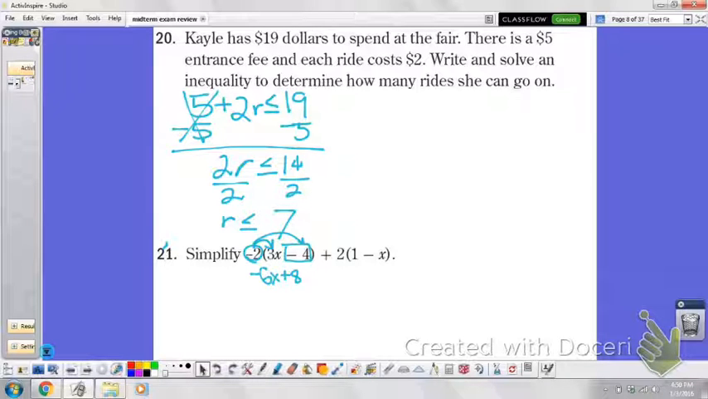Now I need to distribute the 2. So 2 times 1, which is 2. Then 2 times negative x, which is negative 2x. Now at this point in time, I just need to combine my like terms. So I have a negative 6x and a negative 2x, which gives me negative 8x. Then I have my constants, 8 and 2, so plus 10. So negative 8x plus 10 is the simplified version of the expression.